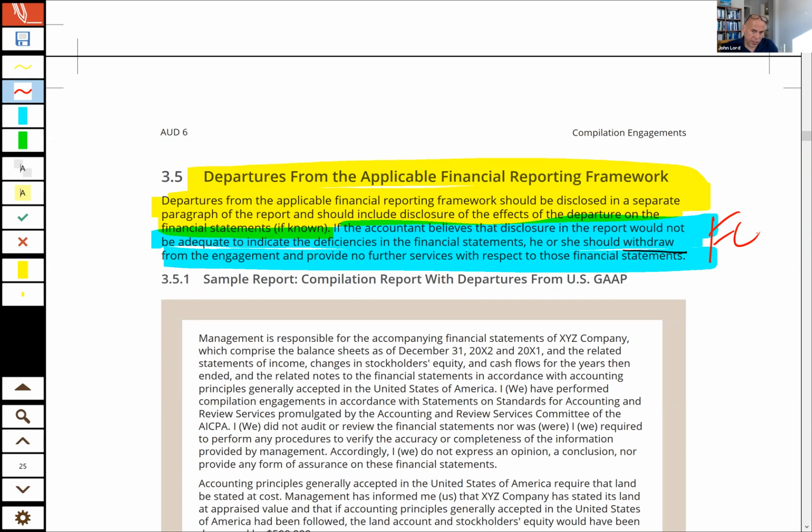What this blue is telling you here, if the problem is such that you can't even really get a good feel for what the effect is on the financial statements, how it could maybe change the user's ability to even use the financial statements, then you have no choice but do what? To withdraw from that engagement, because there is no disclaimer, there is no qualified, you have to withdraw. Okay?